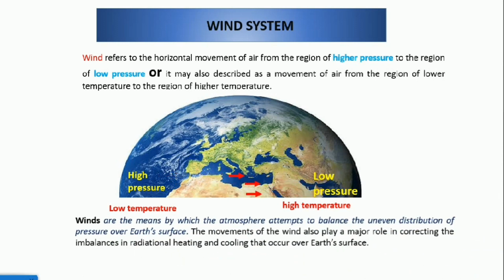Winds are the means by which the atmosphere attempts to balance the uneven distribution of pressure over the Earth's surface. The movement of wind also plays a major role in correcting the imbalances in radiation heating and cooling that occur over the Earth's surface. For that case, the wind plays a crucial role in avoiding overheating or overcooling of the Earth's surface.